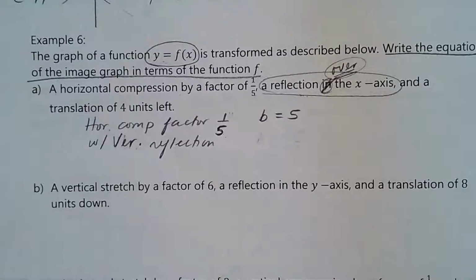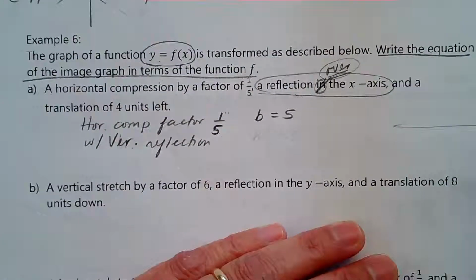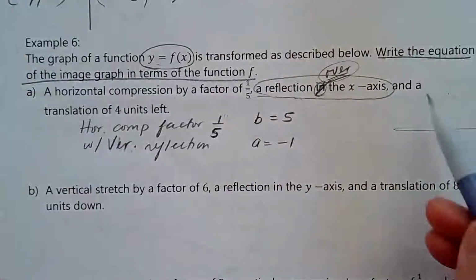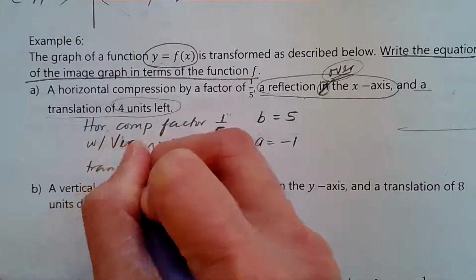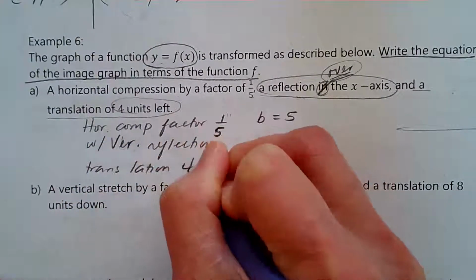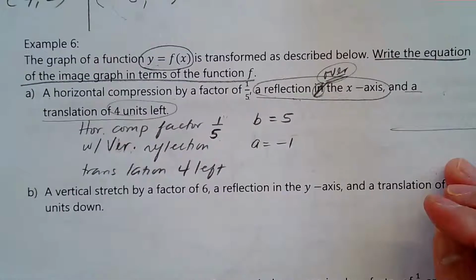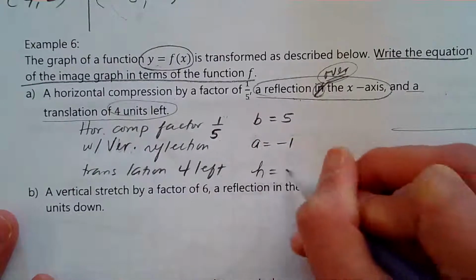We've got to do a good job using the preposition here, in, over. So over the x-axis, if this is the x-axis, it's going to be a vertical reflection. So A would be -1. And a translation of 4 units left. Translation of 4 left. The H is -4.